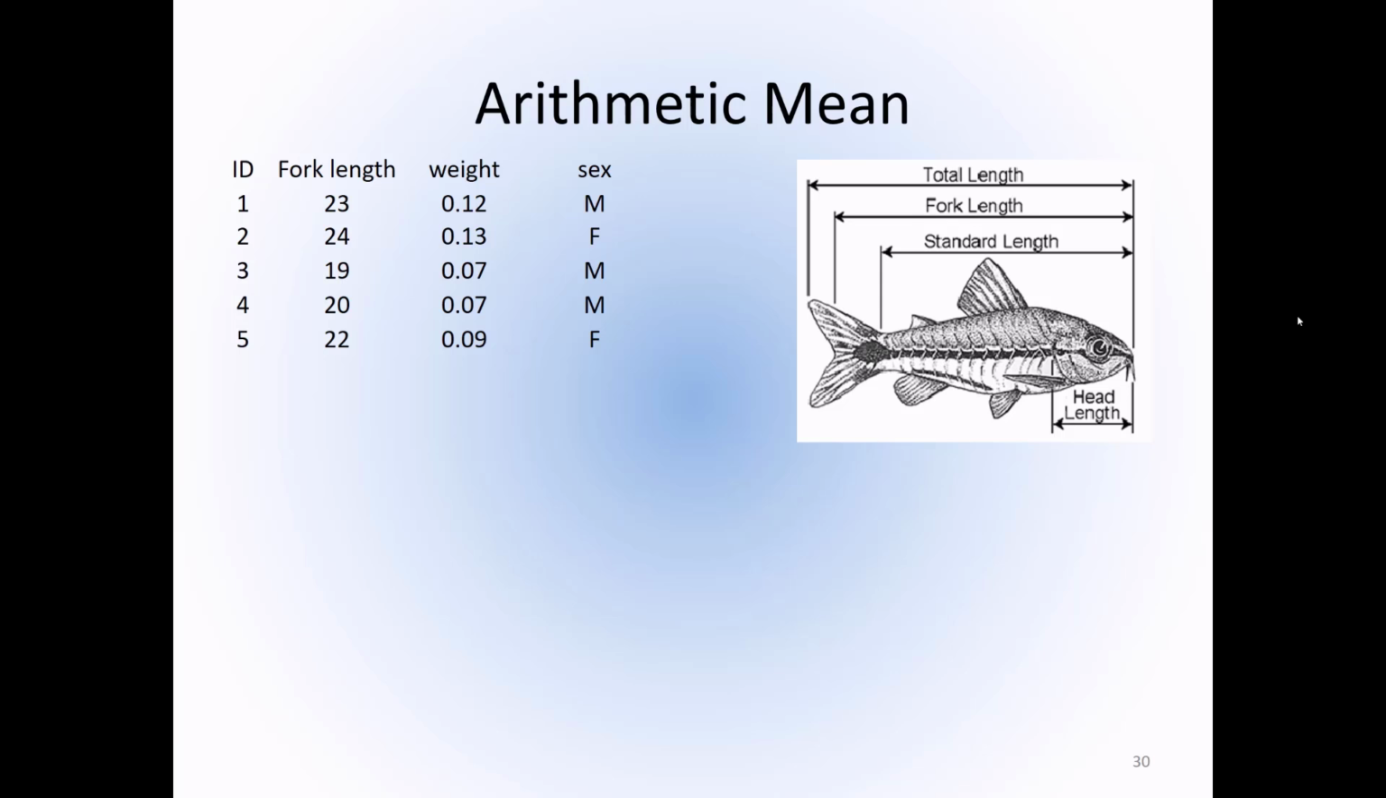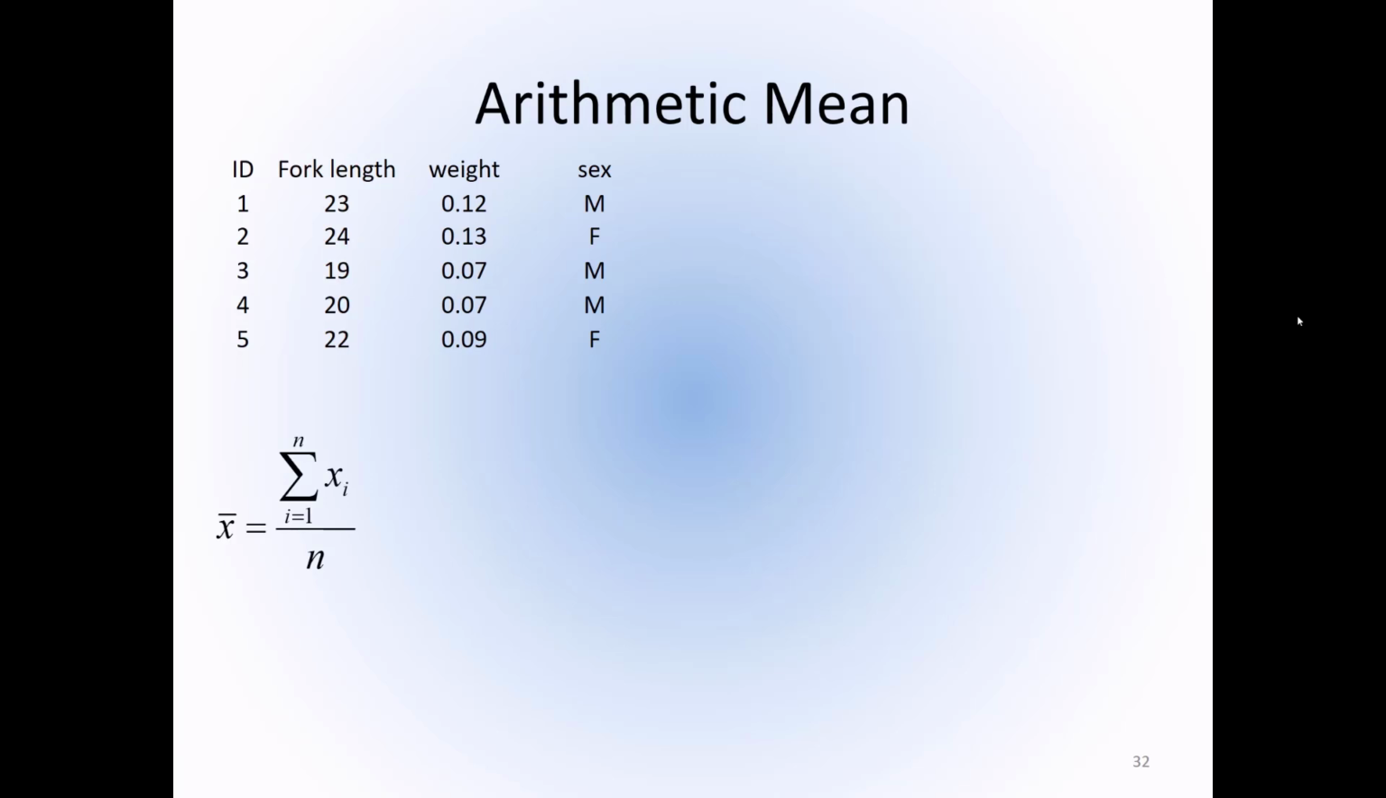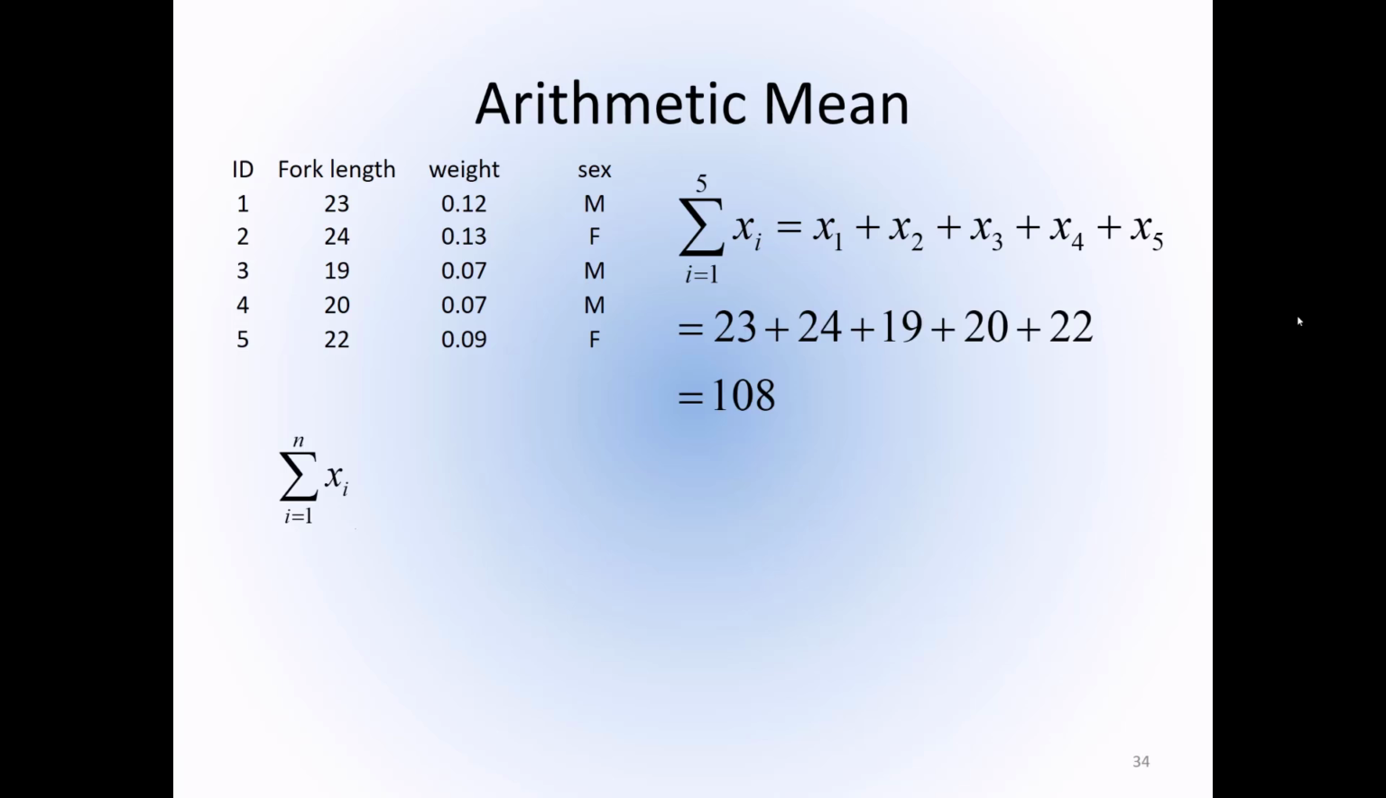We have our data here, and we can use our formula to calculate this test statistic, this mean. First off, we'll take the summation of all of our respective data points. We can take each one of our observations from the length column and add them together to get the summation, and then we're going to divide by the total number of observations.